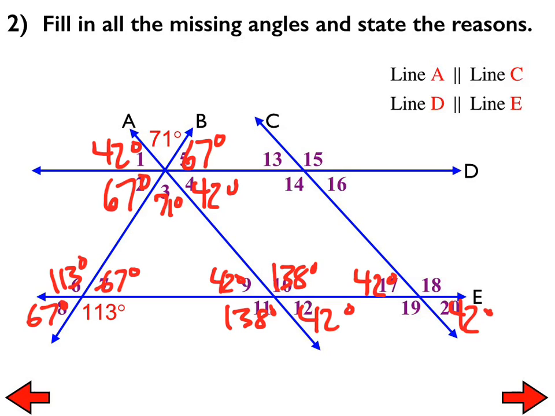Come on, the hard part's done. Angle 18 is 138, because of supplementary angles or from corresponding with angle 10. Angle 19 is also 138 because it's vertical. Come on, we've got 4 left.